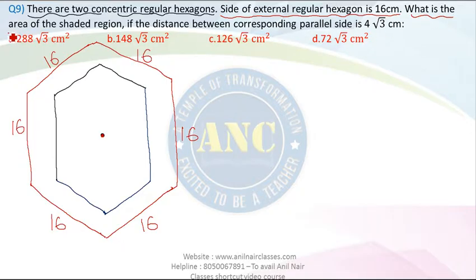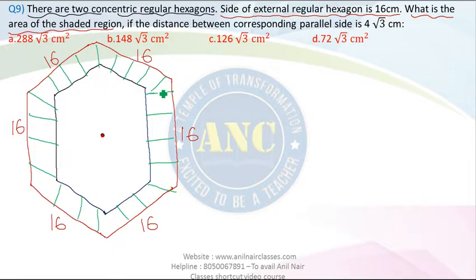What is the area of the shaded region, sir? Where is the shaded region? That is what I told, I will write it, nothing to worry about. So the shaded region is nothing but this particular region, right? The boundary between the two regular hexagons is nothing but the shaded region, which is actually given in the question. What is the area of the shaded region? If the distance between corresponding parallel sides is 4 root 3 centimeter, that means they are saying that the distance between these corresponding parallel sides is given in the question as 4 root 3 centimeter.